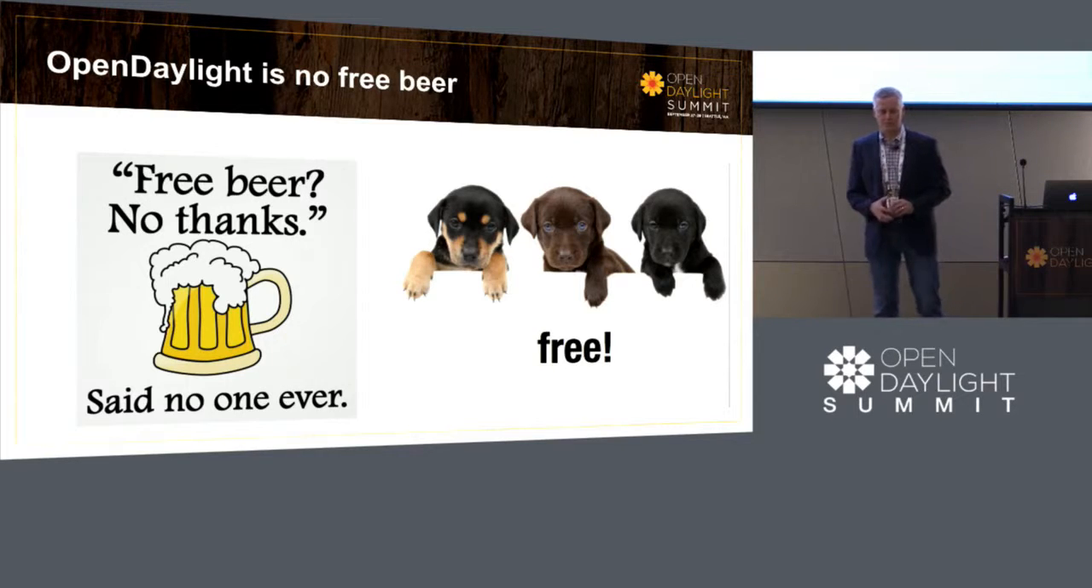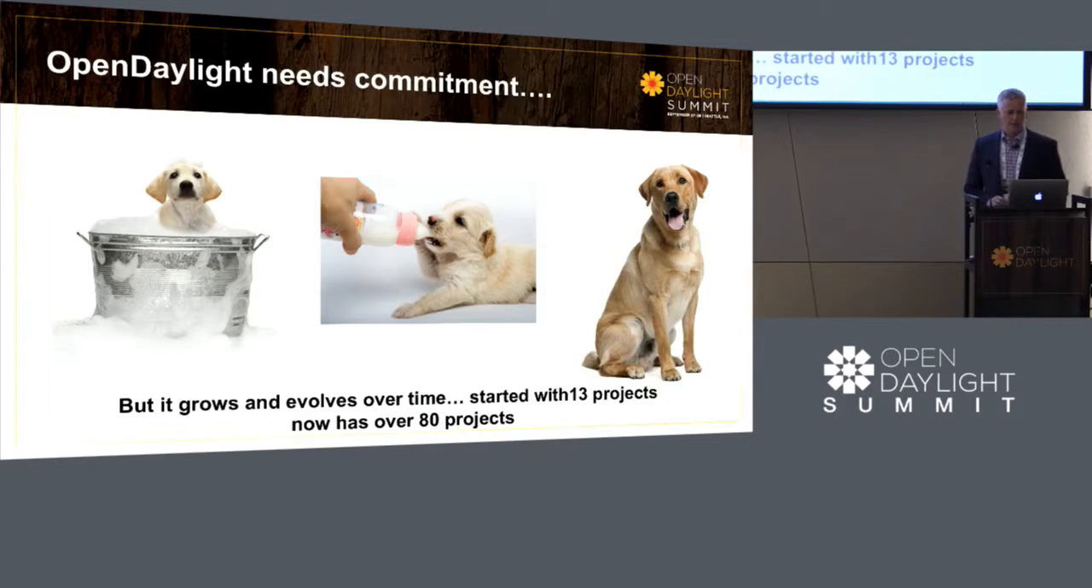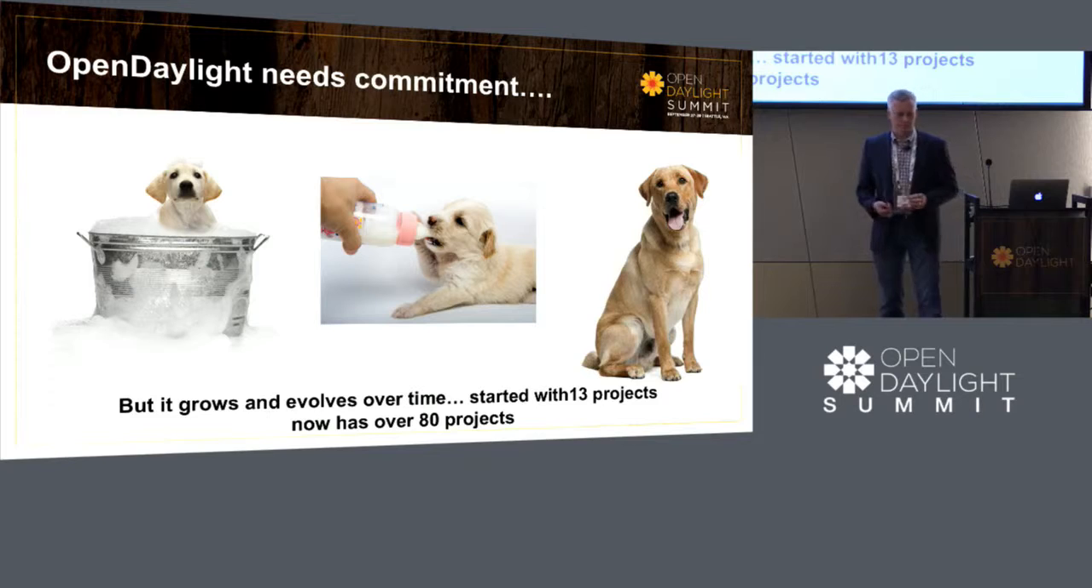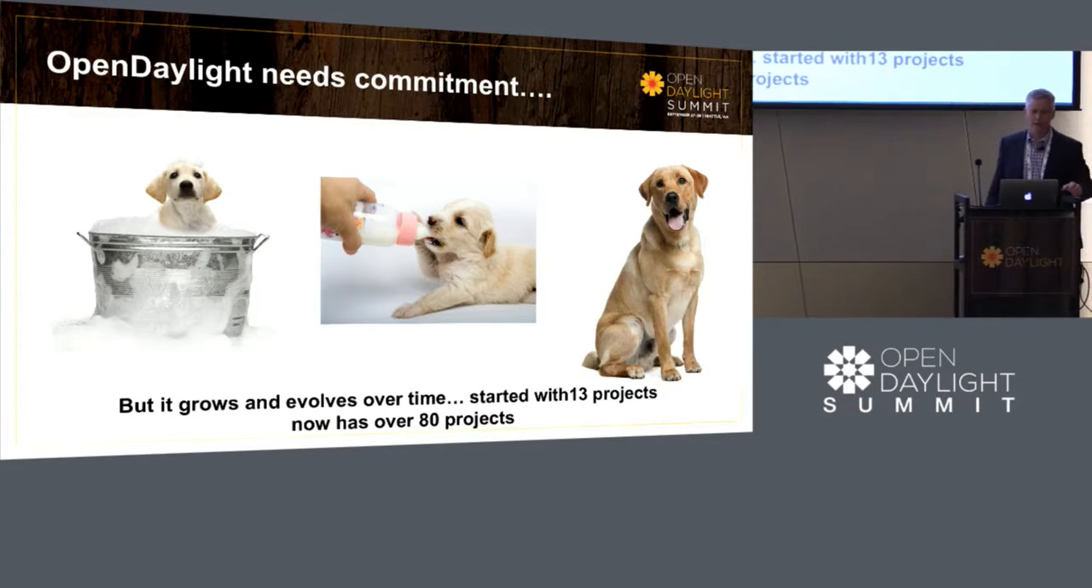So puppies, there's a lot of free puppies also, but free puppies means that you're signing yourself up to a lot of work. And so I think OpenDaylight is symbolic of other open source projects where it's more towards the puppy than the beer for sure. So it means that it needs commitment. So you need to provide the care and feeding for that environment. As I mentioned earlier, it did start with only 13 projects. Now we're over 80, and a lot of work goes into those.